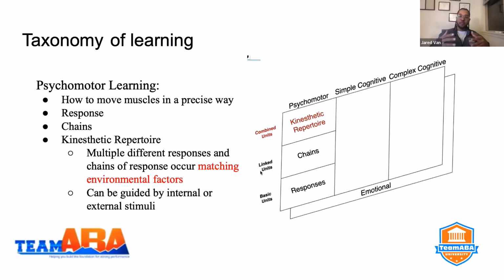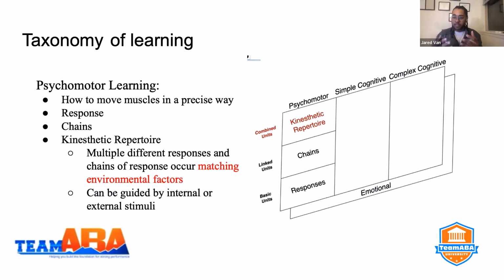So there's this thing some people know, some people don't know about, which is called the taxonomy of learning. I really want to focus on this psychomotor column because it really pertains to sports performance in a lot of ways. When we talk about psychomotor learning, we talk about how to move our muscles in a precise way. It has a basic unit, which is responses, which most behavior analysts and precision teachers know about. It's the activity of living organisms. It's how we move through space. It's also sometimes our inner thoughts, feelings, and urges.